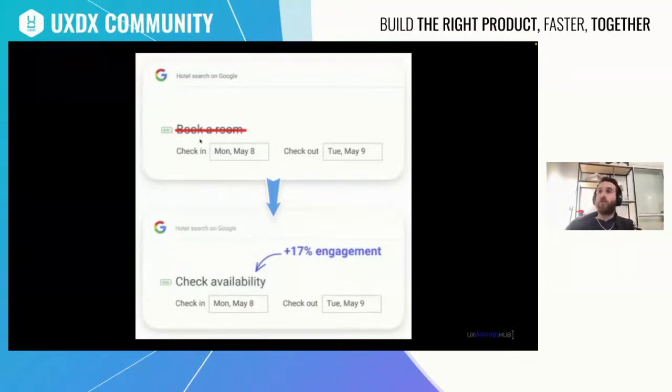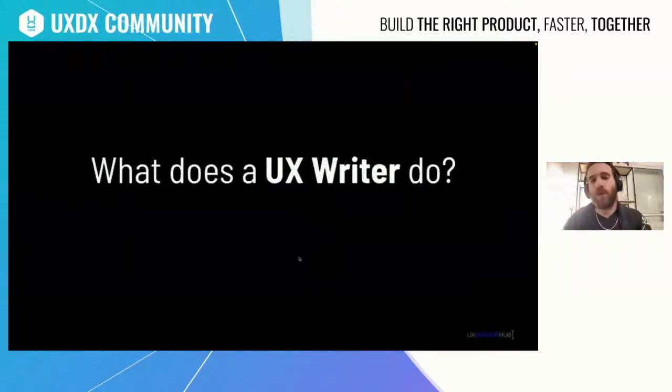That's it. They just changed the microcopy. And that change alone increased the engagement, the number of people that actually checked the availability of Google Hotels, by 17%. So it created better business for them because it had better microcopy. This is another example of how better writing can be better for a business. So what does a UX writer actually do?